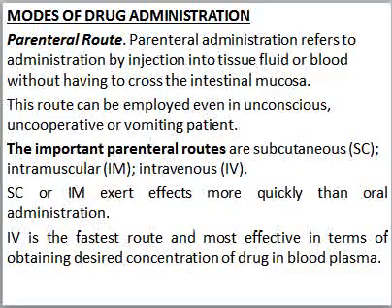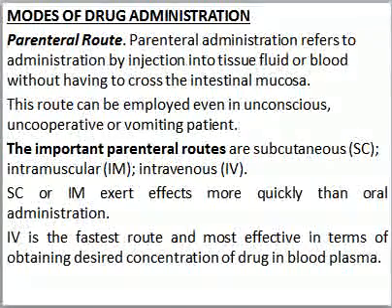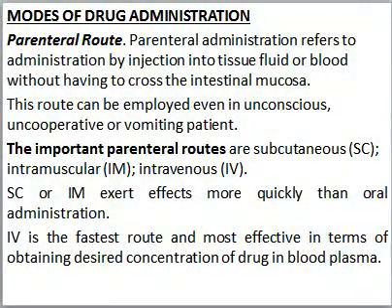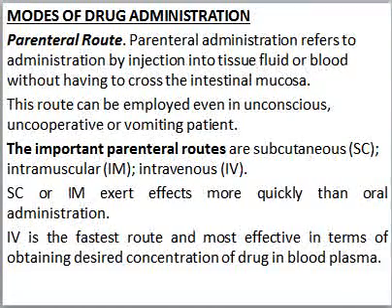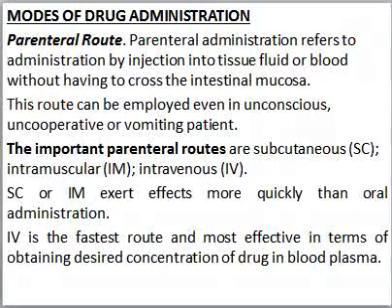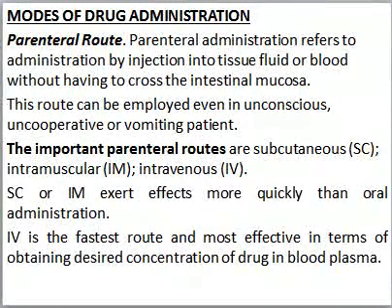So the route can be employed in an unconscious, uncooperative or vomiting patient, right? You cannot give a drug orally to a patient who is unconscious, but you can give the drug by the parenteral route, in the form of an injection or a dose. The important parenteral routes are subcutaneous. Subcutaneous injections are given into or below your skin. Then we have intramuscular. Certain injections are directly injected into the muscles, so they are called intramuscular.